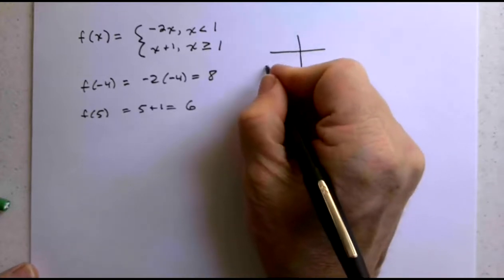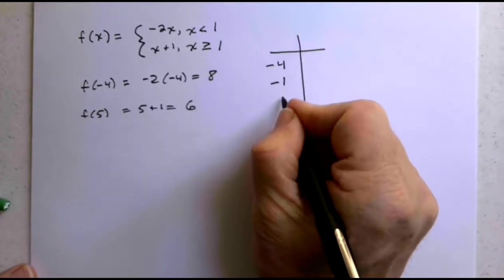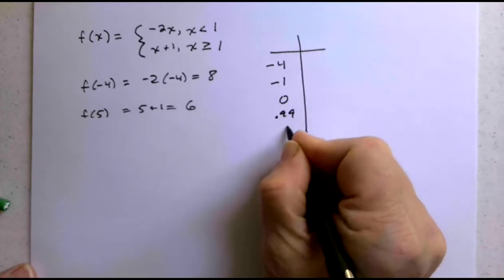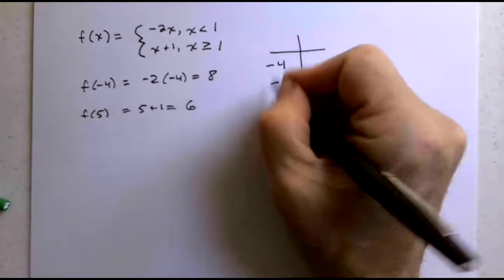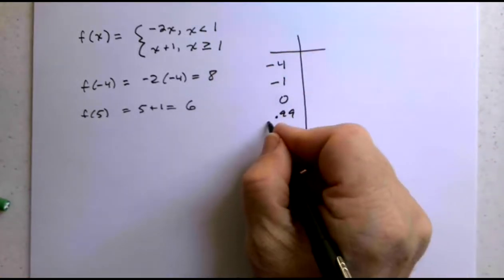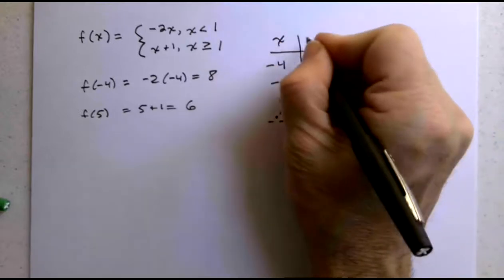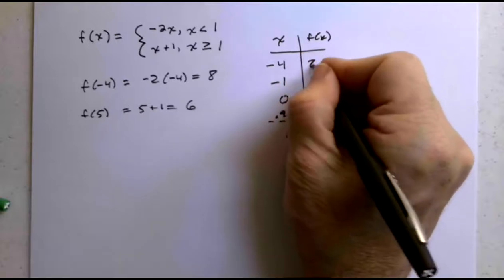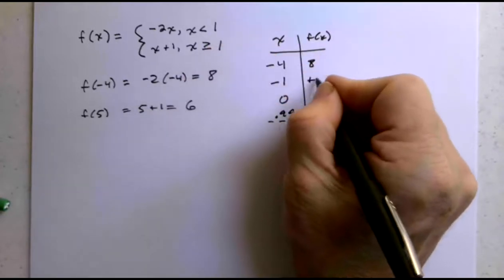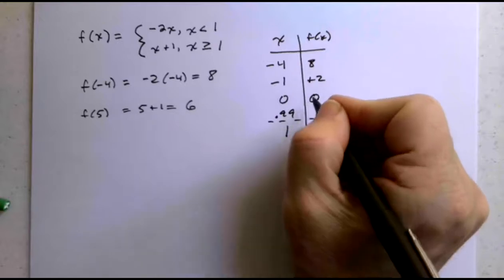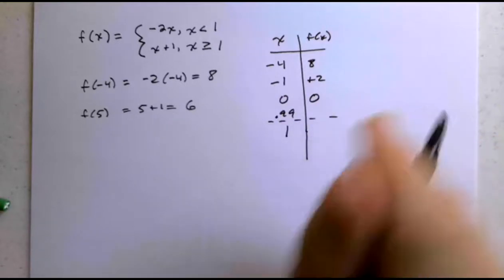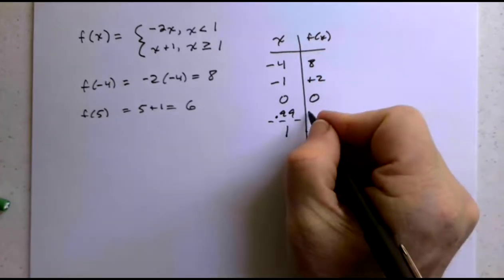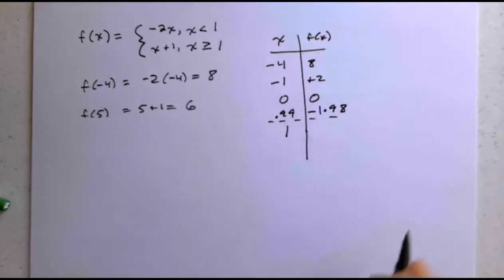So we've done negative 4. Maybe I'll do negative 1, 0, 0.99, and 1. And you'll see that all of these except for 1 are less than 1, right? So I'll go to x, and I will go to f of x. Negative 2 times negative 4 is 8, as we showed. Negative 2 times negative 1 is positive 2. Negative 2 times 0 is 0. Negative 2 times 0.99, pretty close to negative 2. But I want to emphasize that's negative 1.98 because something happens at 1.